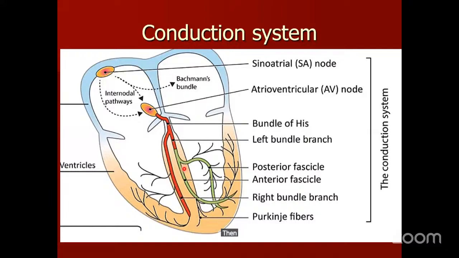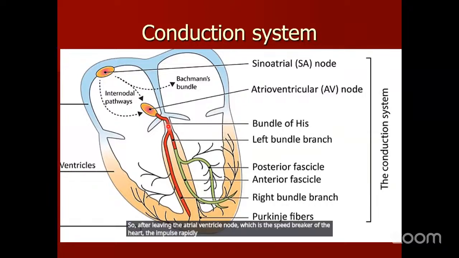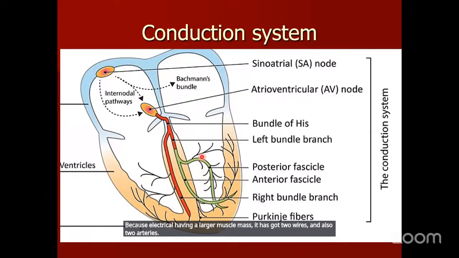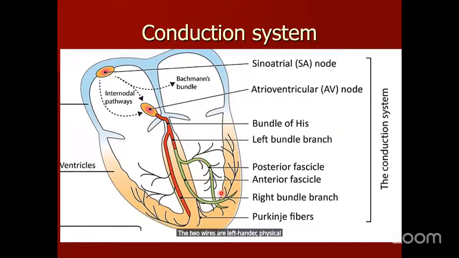Then the impulse goes through the conduction system of the heart to reach the ventricle. After leaving the atrioventricular node, the speed breaker of the heart, the impulse rapidly spreads through the bundle of His and then divides into the right bundle branch and the left bundle branch. The left bundle branch divides into the left anterior fascicle and the left posterior fascicle. Because the left ventricle has a larger muscle mass, it has two wires and also two arteries. The two wires are the left anterior fascicle and left posterior fascicle, and the two arteries are the left anterior descending artery and the circumflex artery.